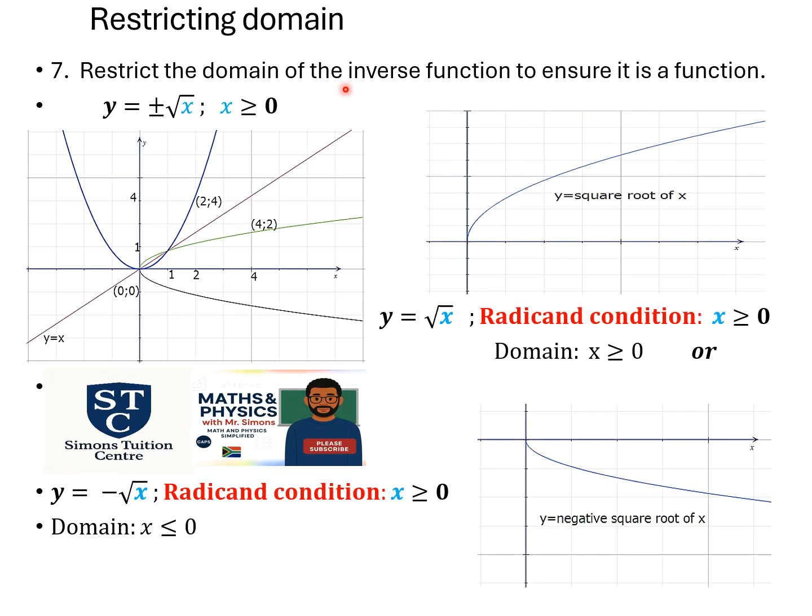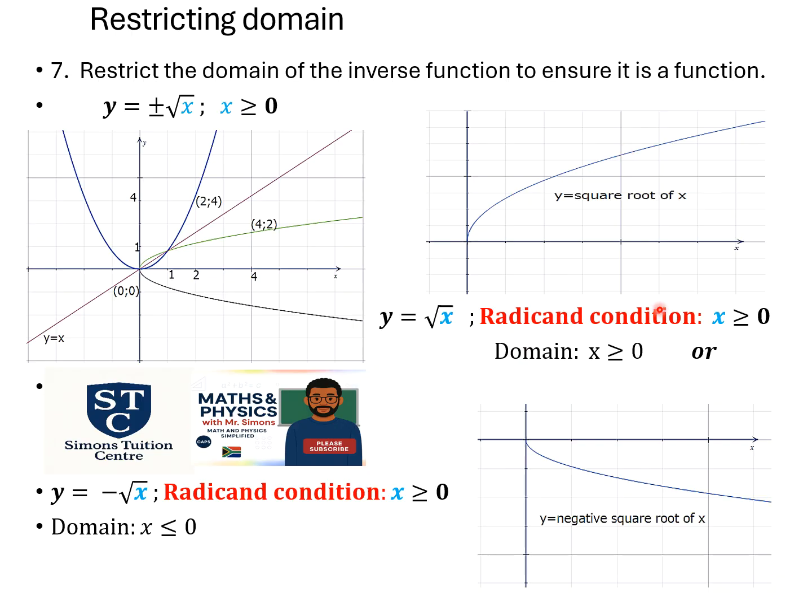Now, restrict the domain of the inverse function to show it's a function. This is not a function because it has positive values there and negative values there. So we say x is greater than or equal to 0. Therefore we restrict the domain. So we have y equals the square root of x, and because I made it positive, I only plot the positive values. If I do a vertical line test, it only touches the graph once. Therefore, it is a function.